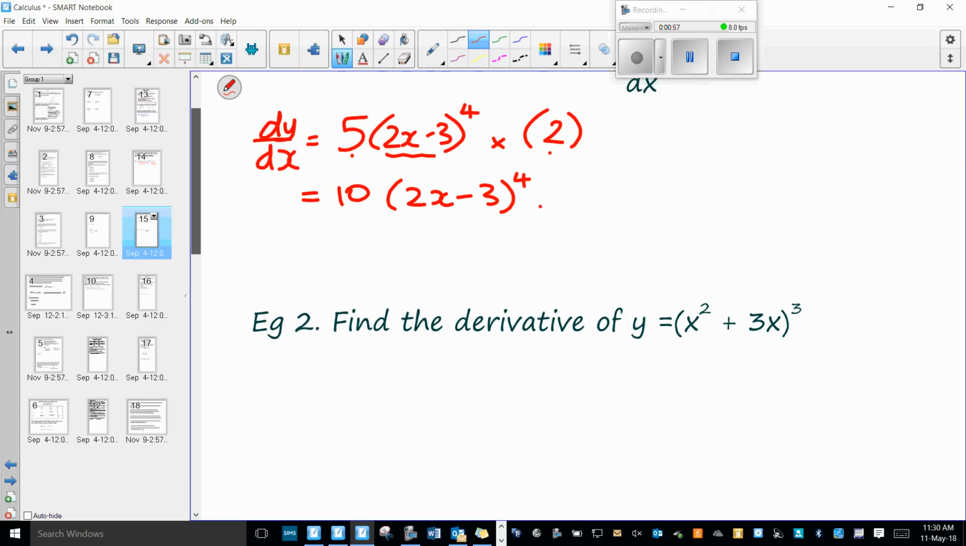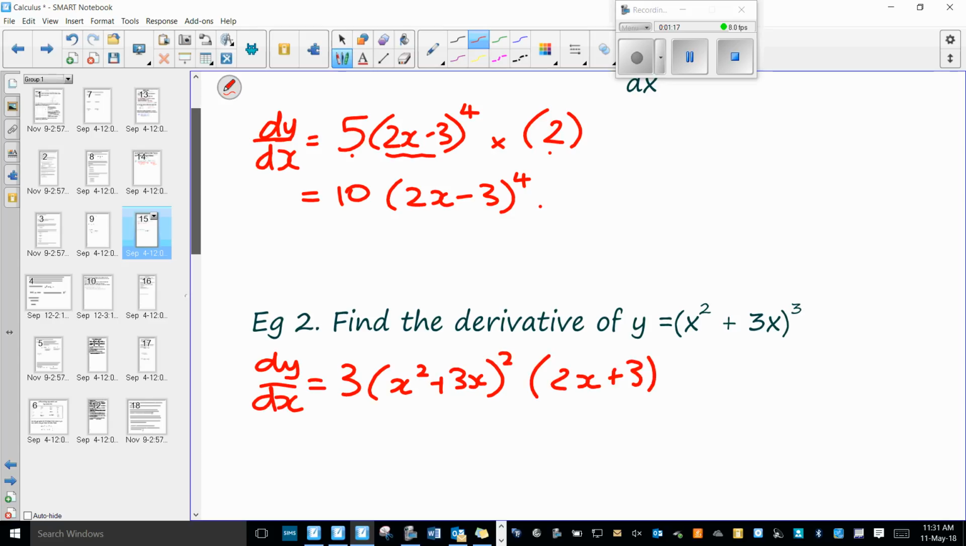Next one, dy/dx. Does anyone want to have a go at telling me what this one is? 3 in the front. Done. Okay.